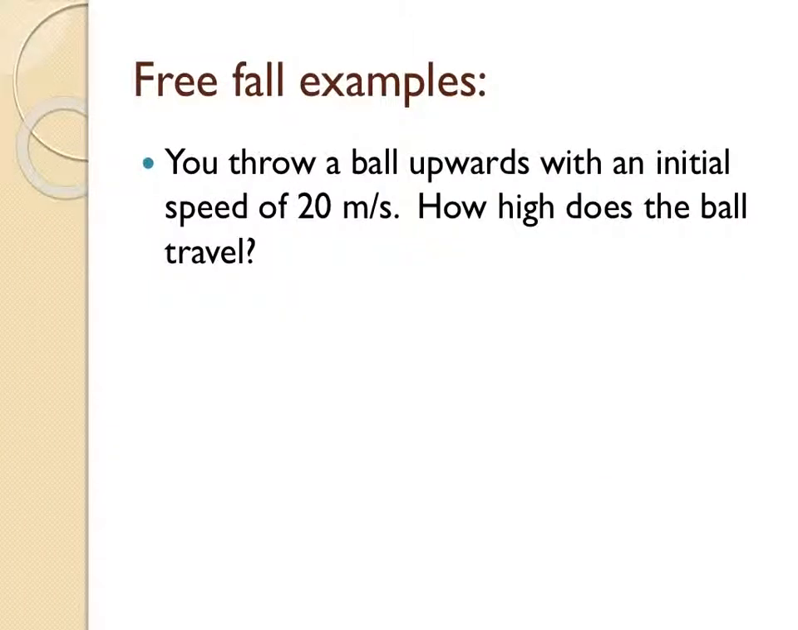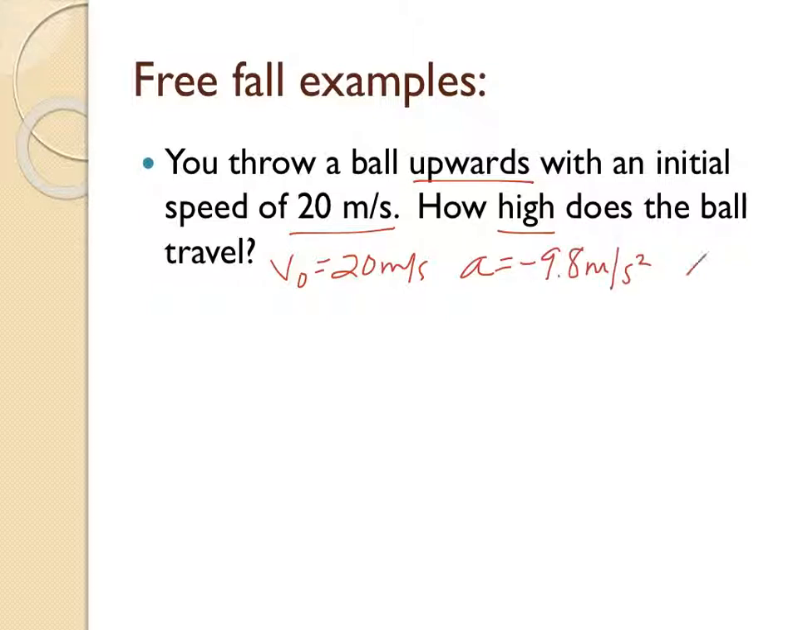All right, last example. This one's a little bit more complicated. We have a ball that is thrown upwards with an initial velocity of 20 meters per second. How high does the ball travel? All right, so we know that we have initial velocity of 20 meters per second. We know we're going upwards, which means what about our acceleration? All right, think about it. Do things slow down as they go up or speed up? Hopefully you're saying slow down, which means we need negative acceleration.